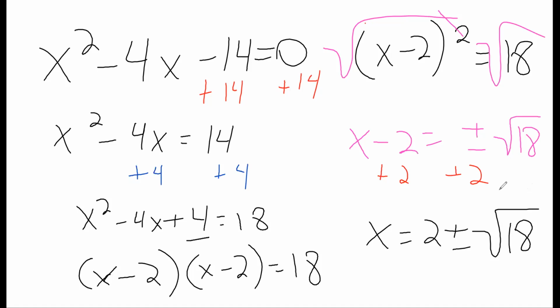And then you might remember, this is totally on the side here, you don't have to know this per se, that the square root of 18 could be written as 3 square roots of 2. But you'd have to remember to make your prime factorization tree. That's something we might go over. So then it could be written as 2 plus or minus 3 square roots of 2.